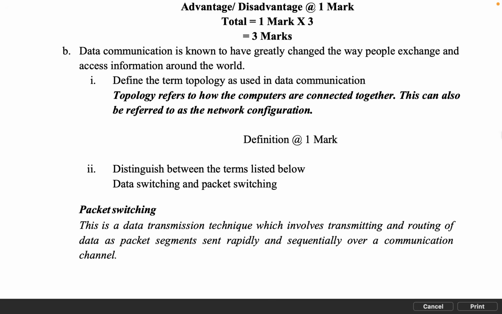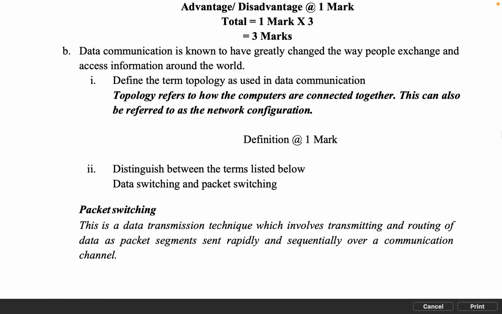Equals 3 marks. Data communication is known to have greatly changed the way people exchange and access information around the world. Define the term topology as used in data communication. Topology refers to how the computers are connected together. This can also be referred to as the network configuration. Definition at 1 mark.